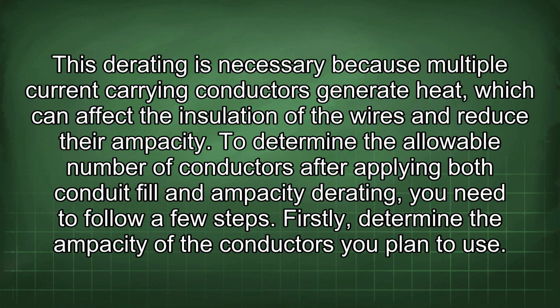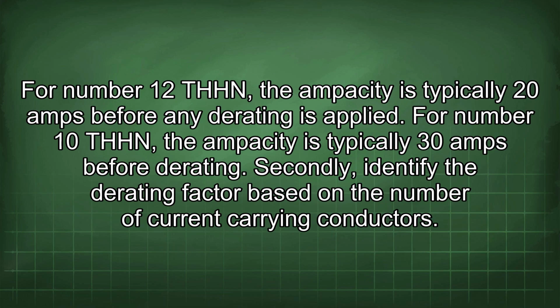Firstly, determine the ampacity of the conductors you plan to use. For number 12 THHN, the ampacity is typically 20 amps before any derating is applied. For number 10 THHN, the ampacity is typically 30 amps before derating.